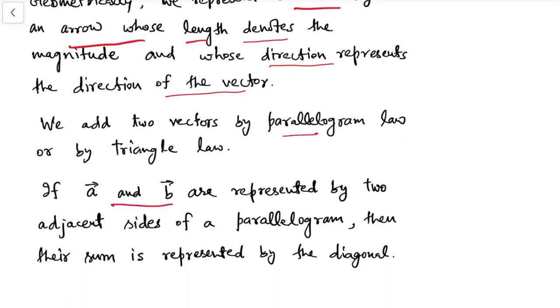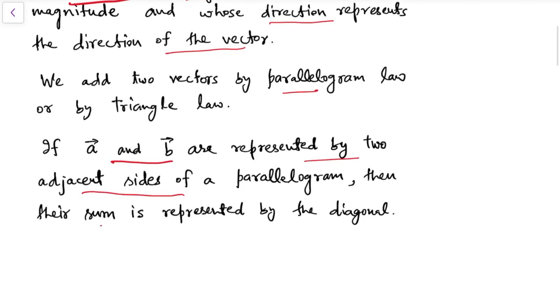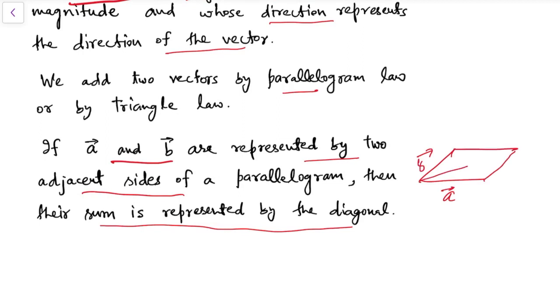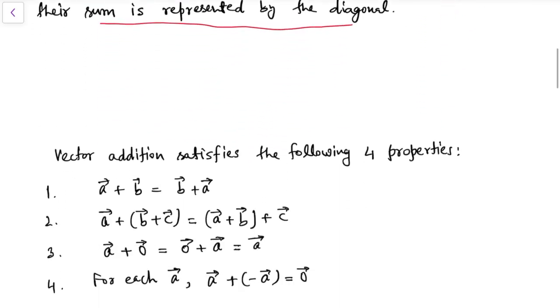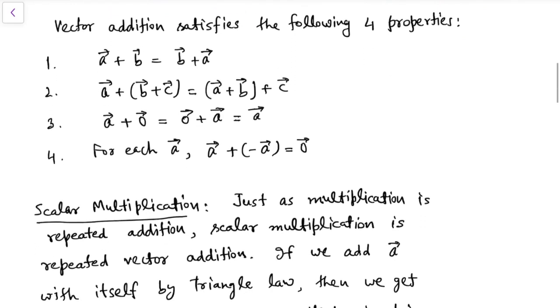If A and B are represented by two adjacent sides of a parallelogram, then their sum is represented by the diagonal. That means if these are A and B, then this diagonal represents the sum of these two vectors A and B. Now this vector addition satisfies the following four properties.